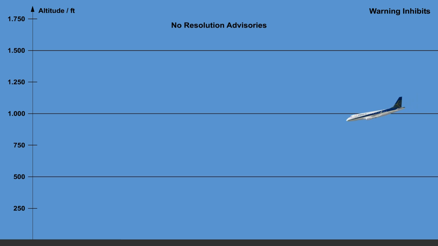No resolution advisories are issued at altitudes less than 900 feet when the aircraft is descending, or at altitudes less than 1,000 feet when the aircraft is climbing. No traffic advisories are issued when the intruder altitude is less than 380 feet.